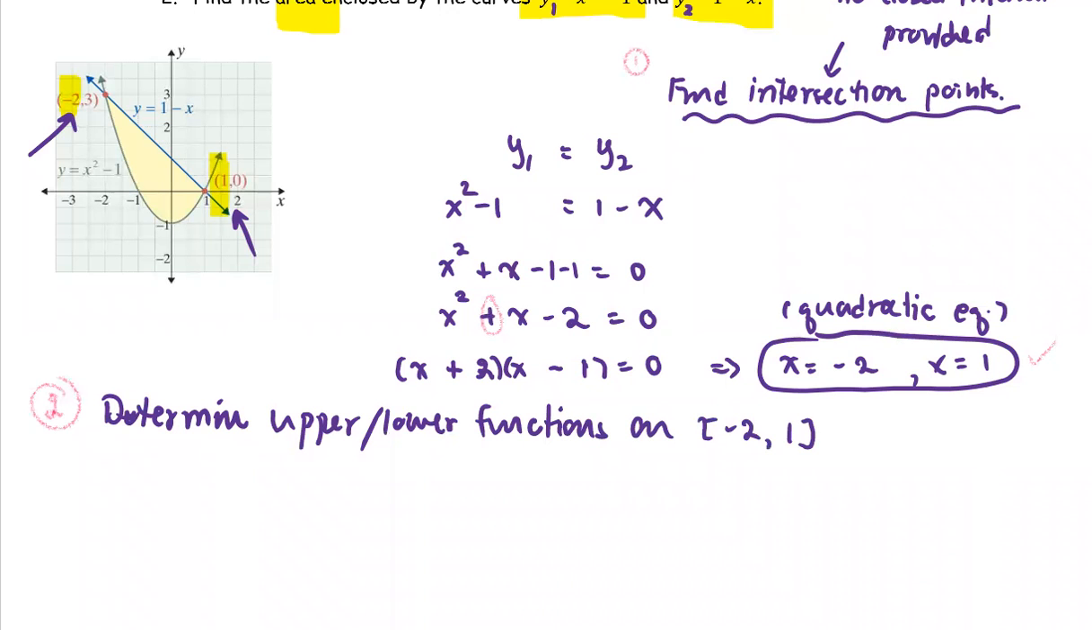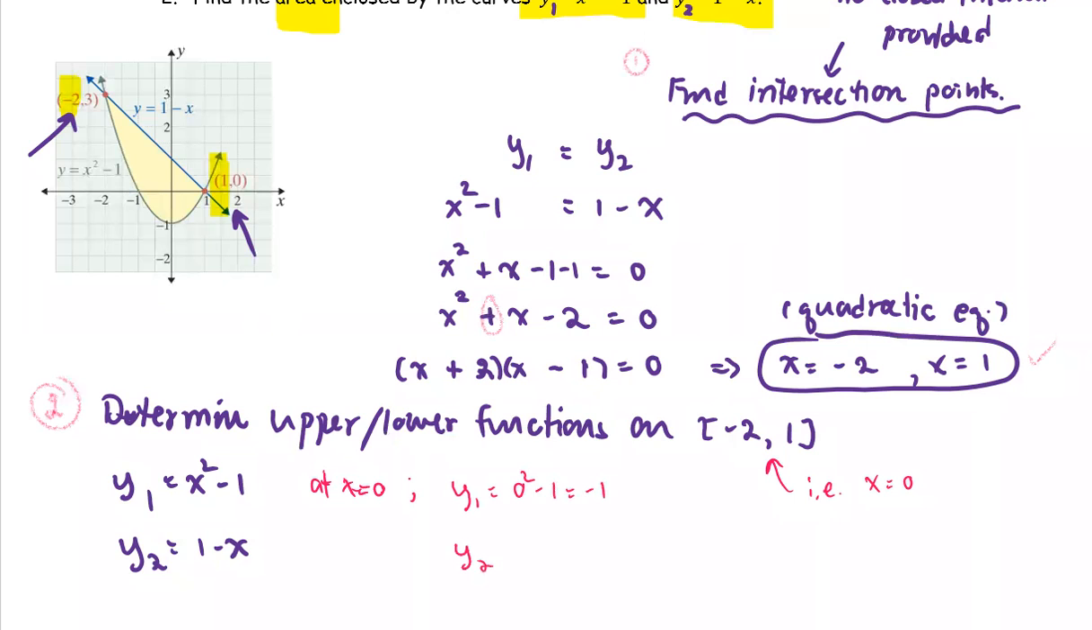How do you determine that? You check the function values, where y1 equals x squared minus 1 and y2 is 1 minus x. We test any point between the bounds. Let's pick the easy one, x equals 0. At x equals 0, which function value is greater? y1 is 0 squared minus 1, or negative 1, whereas y2 is 1 minus 0, or positive 1. So this indicates that y2 is the upper function and y1 is the lower function on the graph. Let's see if that's the same as the graph.